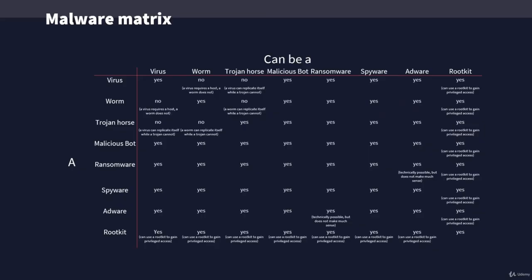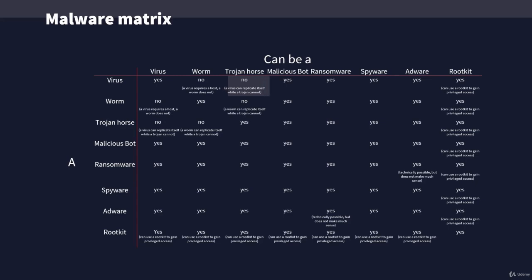Before we wrap up, let's have a look at the malware matrix. You might have already noticed that some types of malware can overlap. To better understand the relations between different malware types learned today, we will explore the following malware matrix. A virus cannot be a worm. Why? Because a virus requires a host, while a worm, which is a standalone program, does not. A virus cannot be a Trojan either, because a virus can replicate itself while a Trojan cannot.